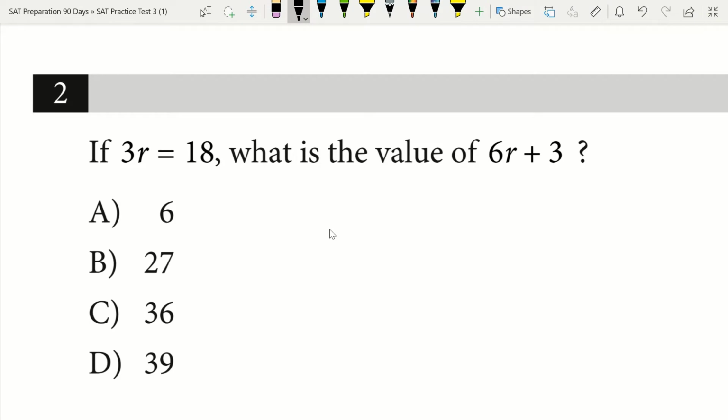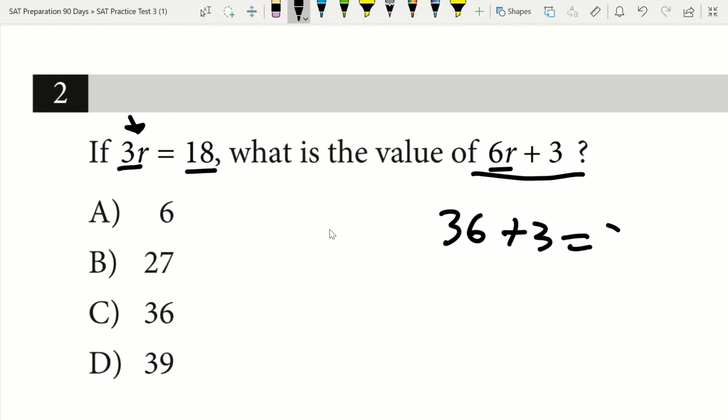Alright, so here's an SAT math trick for you. So this problem here, it's not too difficult, and you can solve it in a couple different ways, but the fastest way to solve this, in my opinion, would be this. If 3r equals 18, and I'm asked what the value of 6r plus 3 is, a mistake, in my opinion, would be to go through and solve for r. Solving for r is going to take you a lot longer than if you were to say, if 3r equals 18, I know that 3r times 2 gives me 6r, so I take 18 times 2, that's going to give me 36. 36 plus 3, that equals 39.